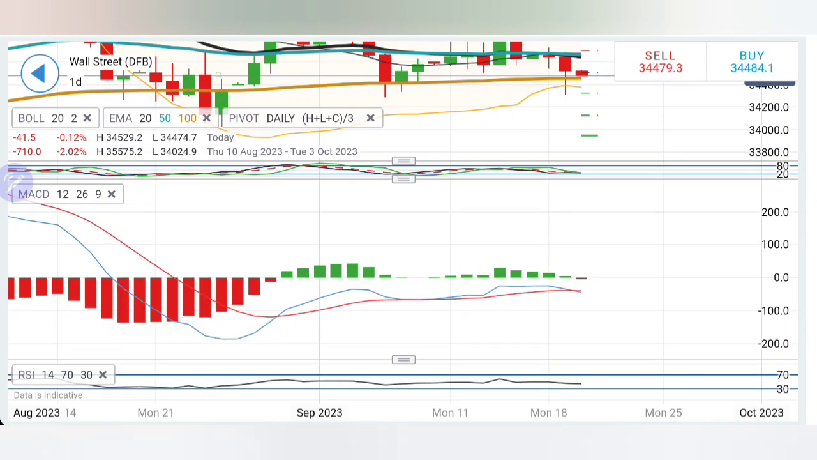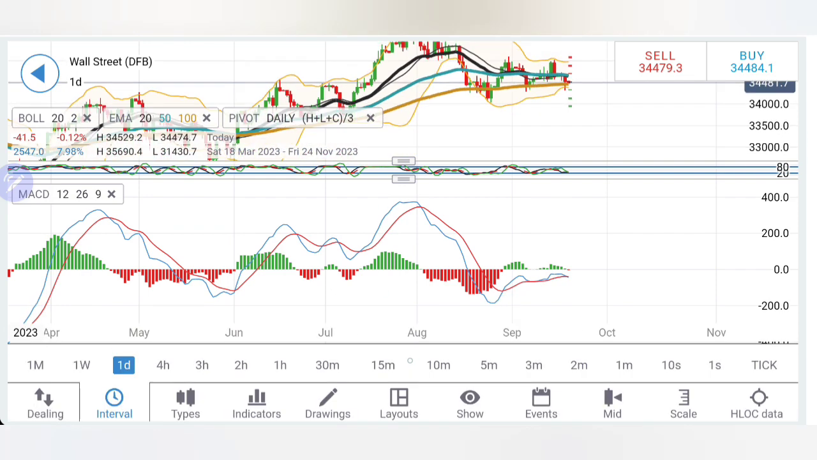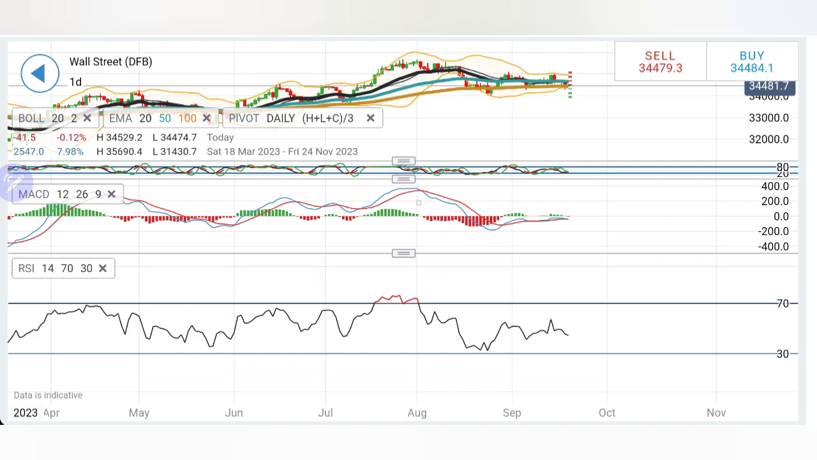Stochastic is flat at bottom. The MACD is willing to cross over for sell again. See, it has retraced minutely and is now crossing over. If it crosses over, we can see a sharp slump toward the bottom here. And if you look at RSI, this is also looking downward.